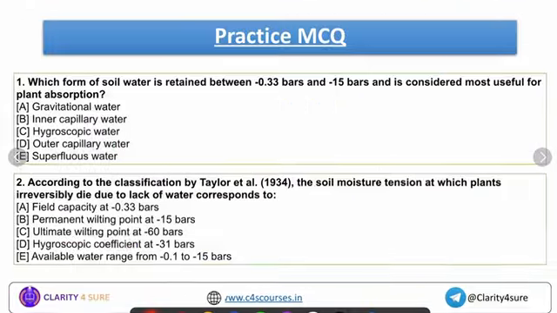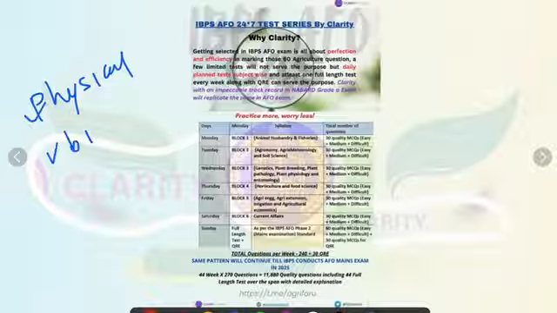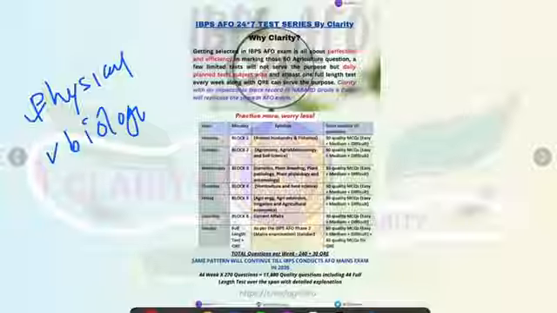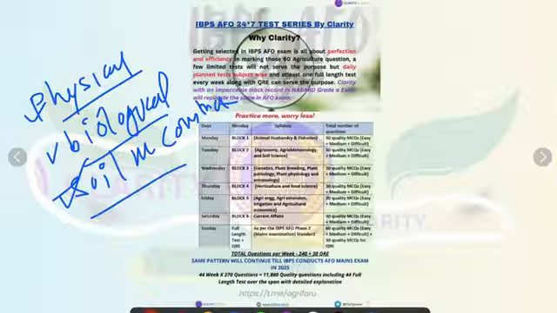So this is it for today. These are the two practice MCQs. Please solve these. In today's discussion, we covered the physical classification of soil water. Second, we covered the biological classification of soil water. And third was the soil moisture constants. These are the three concepts we covered in today's discussion.